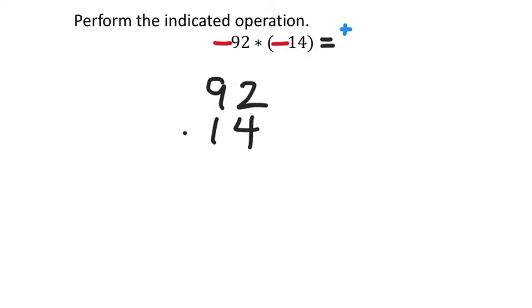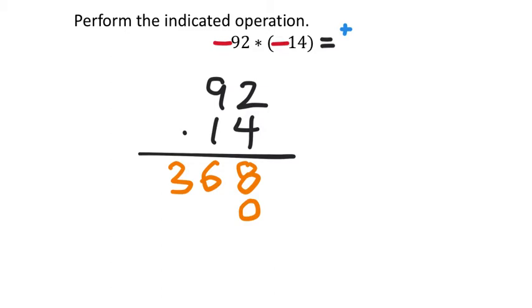92 times 14. I'm going to need to stack these to multiply them. Let's see, we'll get 2 times 4 is 8. 4 times 9 is 36. Then we're in the tens place value, so 0 on the ones. 1 times 2 is 2, and 1 times 9 is 9. I almost said 18. Need to add those together. That'll be our final product.